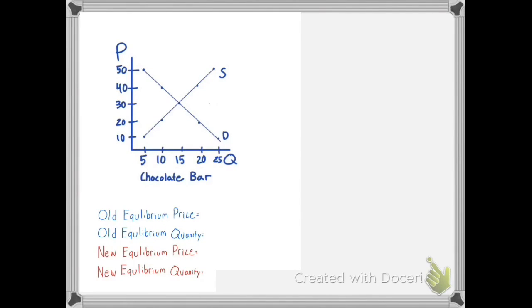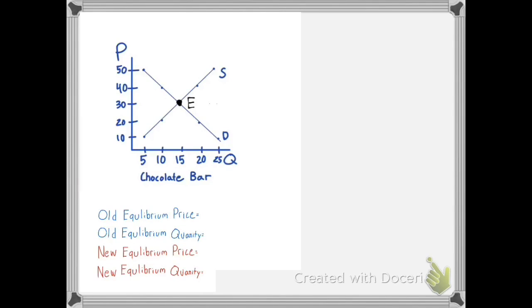Here we have a supply and demand graph for chocolate bars. When the supply and demand are on the same graph, we also get the equilibrium. To find the equilibrium, we just look for the point where the supply and the demand cross each other. And in this case, it's right here in the middle. Label it E for equilibrium.